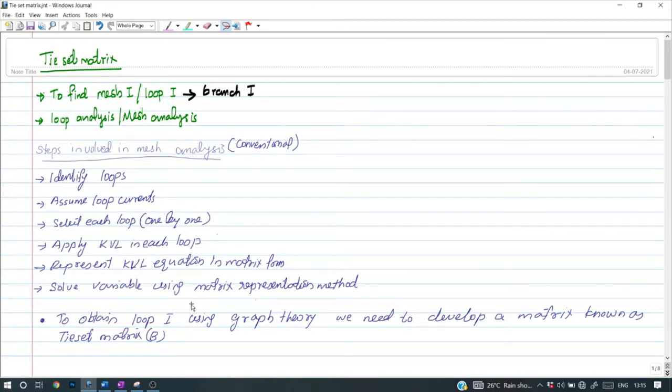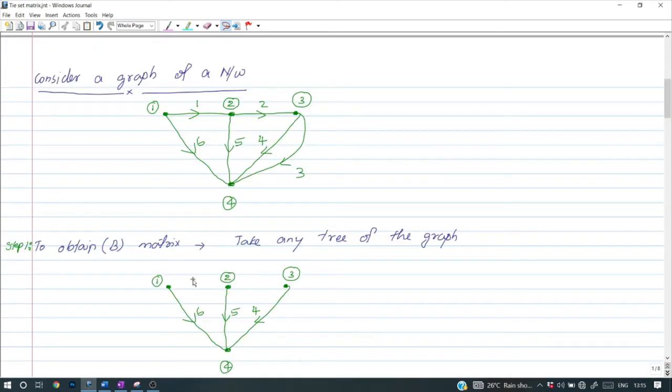To obtain loop current using graph theory, we need to develop a matrix known as the tie-set matrix, and it is usually represented by the B matrix. So B matrix stands for tie-set matrix. In order to discuss the procedure to build the tie-set matrix, first of all, let's consider a graph of a network like this. Here 4 nodes are there. This 4th node is taken as reference and 6 branches are there, and the direction of current in each branch is marked. So it is an oriented graph.